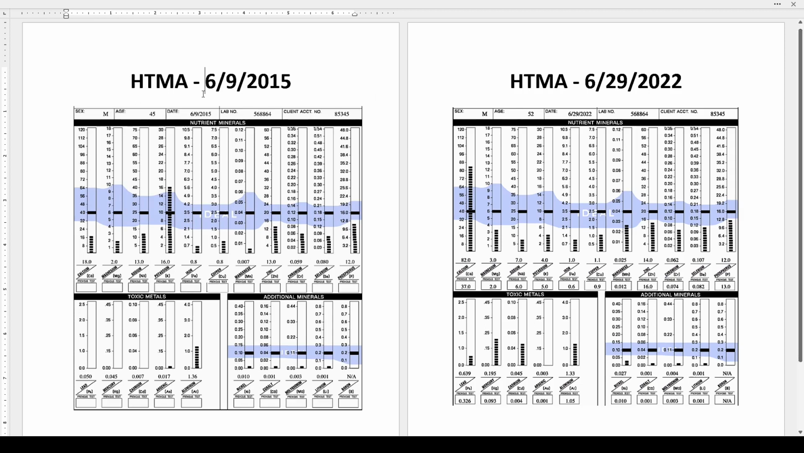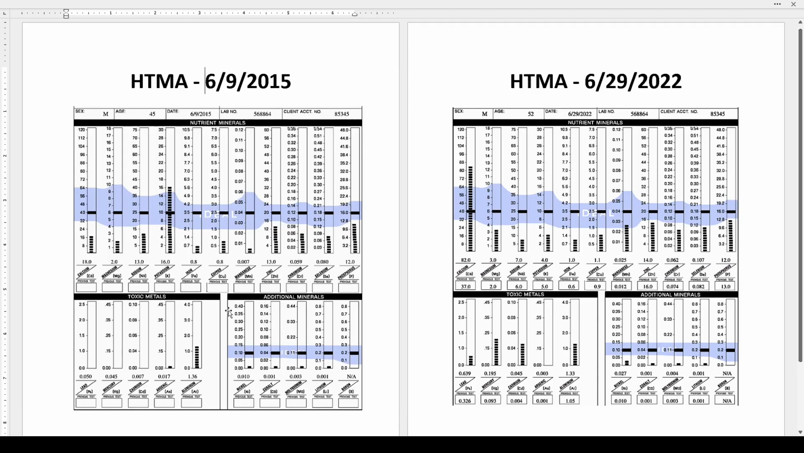But in this video, I want to just review what I have here, which is two tests from one of my clients. This is his first test on the left from 2015, and on the right is his test from 2022, so 7 years later. And I just want to go over a common thing that I find on first tests and future tests.